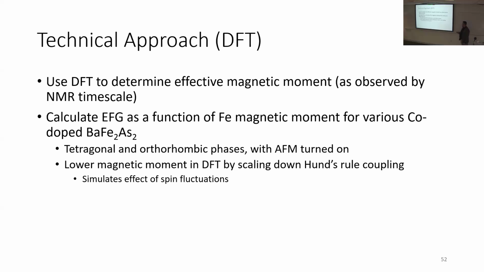And so we calculated these EFGs and we tuned down the iron magnetic moment by using Hund's rule couplings. What I mean by that is, in practice, we introduced a scalar in front of the spin exchange part of the XC functional. Doing that allows you to lower the magnetic moment. This is a way to simulate the spin fluctuations. Basically, when you don't lower the magnetic moment, you have zero fluctuations. When you have a lowered magnetic moment, you have high fluctuations. So it's a simulation of the spin fluctuations without actually performing a dynamic calculation.